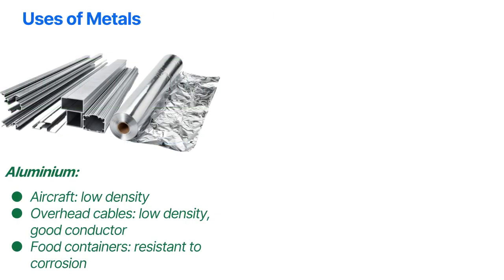Now let us discuss the uses of metals. Aluminium is widely used. Its low density makes it ideal for aircraft. The same low density and good electrical conductivity make it suitable for overhead electrical cables. Aluminium is also resistant to corrosion, which is why it is used in food containers.